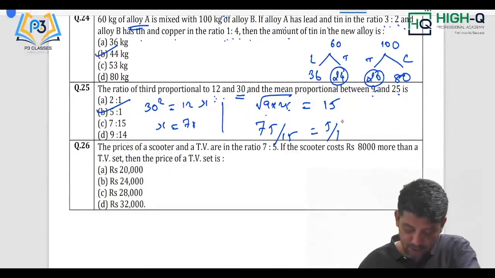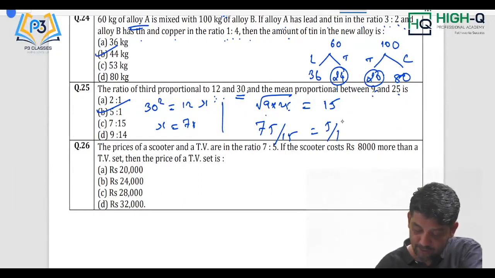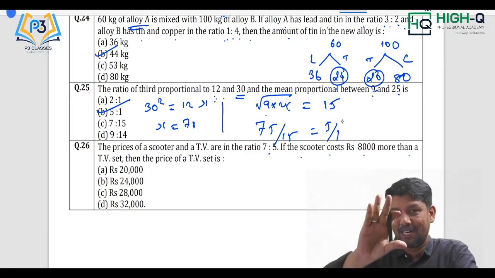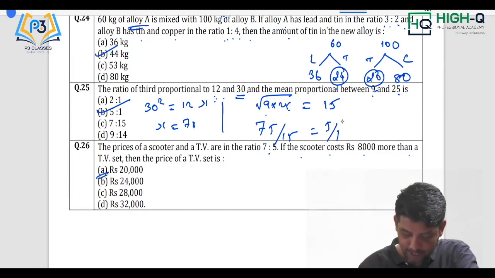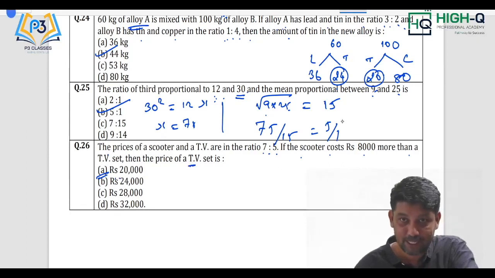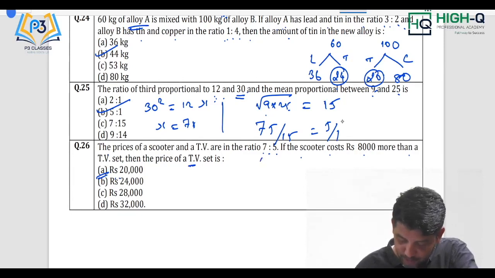Next, the prices of scooter and TV are in the ratio 7:5. If the scooter costs 8,000 more than the TV set, what is the cost of the TV? Don't use any other method. Directly use the trial and error method. Take option A, my dear. Okay. TV and scooter is 7:5. So here, TV price is 20,000 rupees. That is what I'm taking as an option.